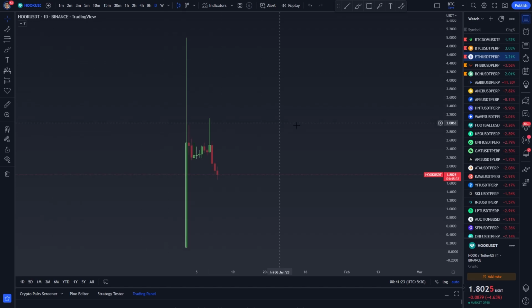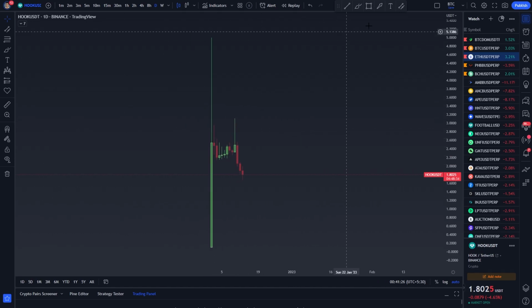Today we are gonna look at HOOK. So as what we see, we only have a resistance here. There is no proper support. So I'm gonna draw the resistance line.